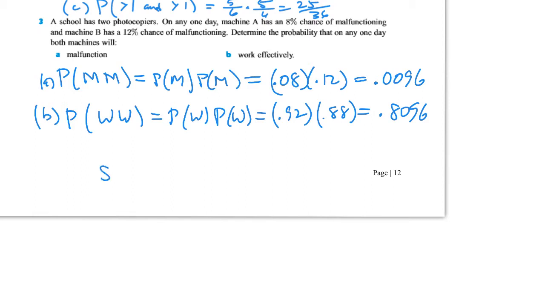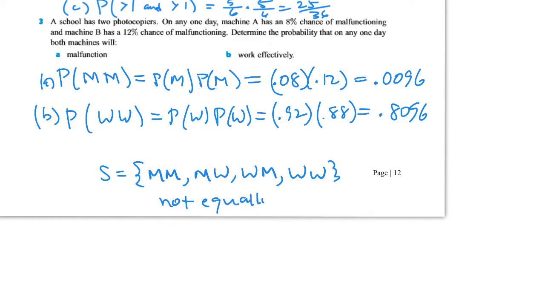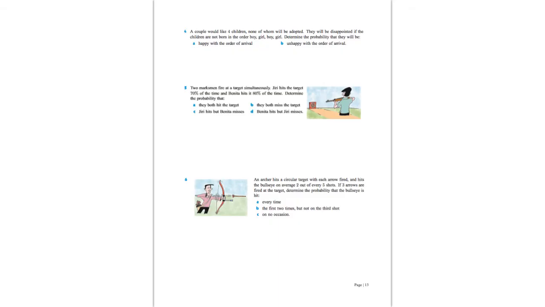Also notice that if we were to write out a sample space here, where we have MM, MW, WM, WW, these are not equally likely outcomes. So I can't rely on saying, oh, malfunction, that's just a 1 out of 4 chance in the sample space, because these are not 50-50 chances of working and malfunctioning. So this is your first example, seeing a sample space that has not equally likely outcomes. All right, next page.